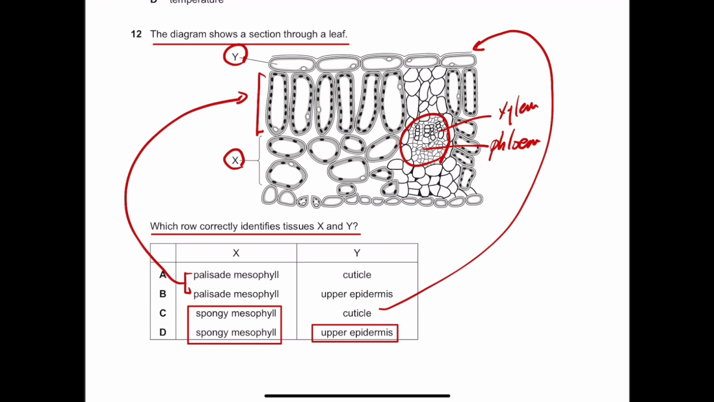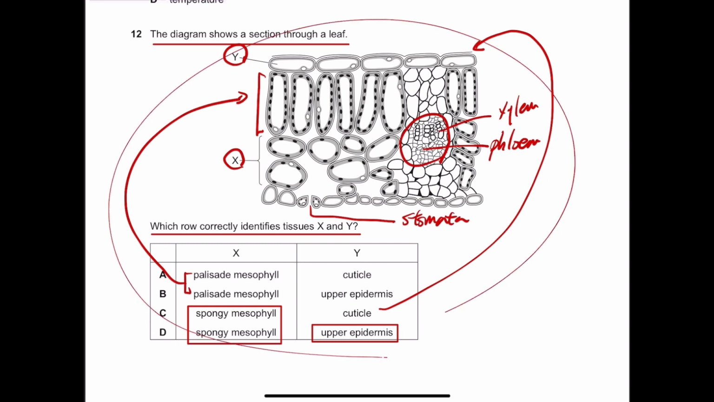Okay, and these are guard cells, and the hole that the guard cell made is stoma or stomata. Okay.